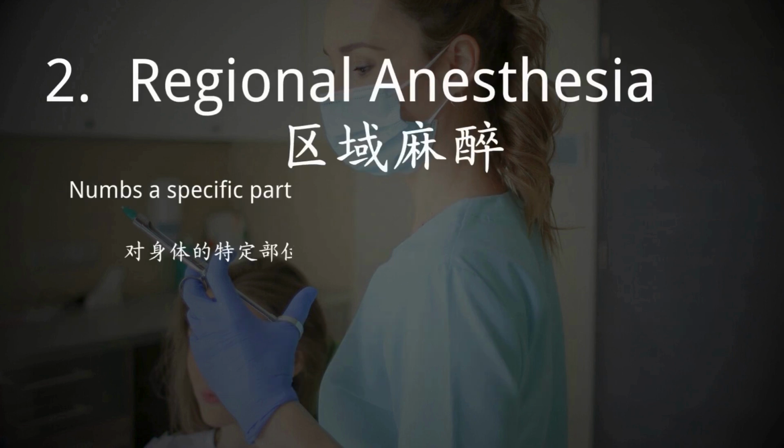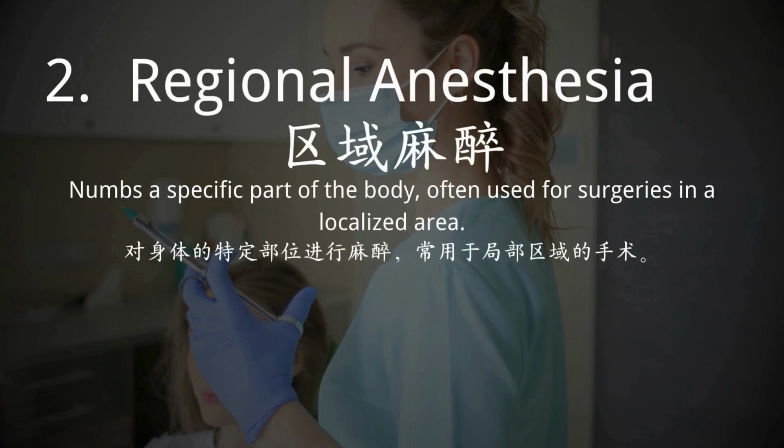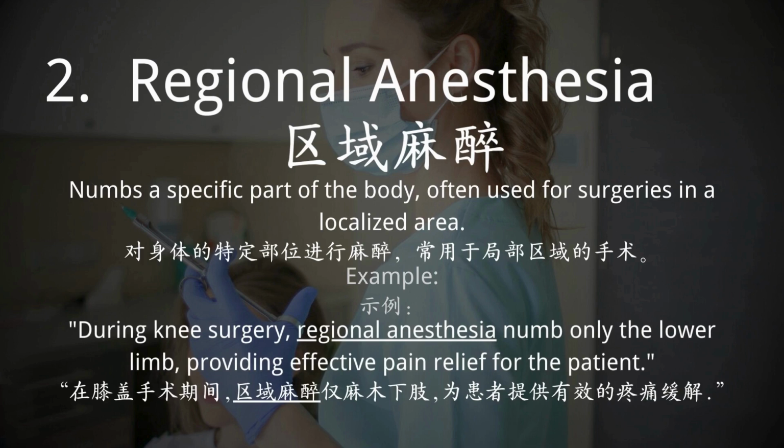Regional anesthesia numbs a specific part of the body, often used for surgeries in a localized area. Example: During knee surgery, regional anesthesia numbs only the lower limb, providing effective pain relief for the patient.